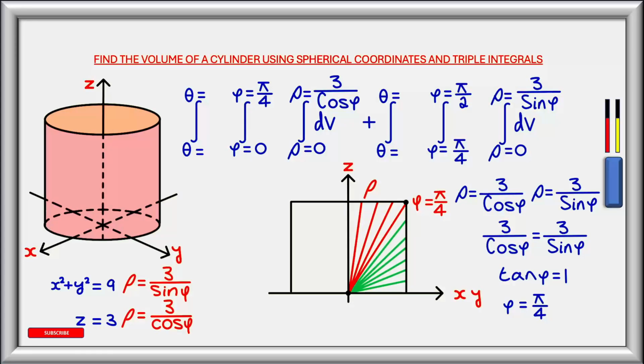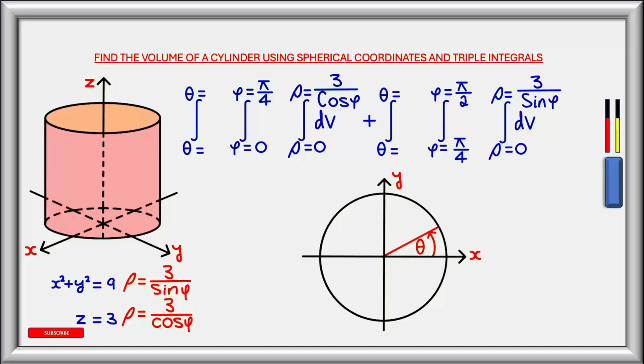And then for the second triple integral, the lower limit of integration is where phi begins. So phi starts at pi by 4 radians. And as we saw, it continues to the xy plane where phi is equal to pi by 2 radians or 90 degrees. The upper limit of integration for the second triple integral is phi equals pi by 2 radians.